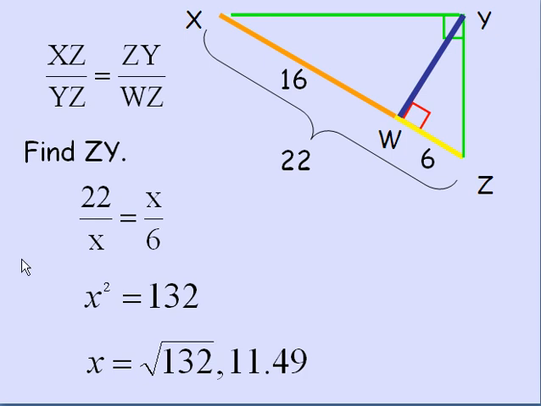Just one more example. Find ZY. ZY is the shorter leg of the big triangle. The proportion XZ over YZ is the same as ZY over WZ. Just as in setting up proportional parts, corresponding parts of similar triangles, we have 22 over x equal to x over 6, x being the distance ZY that we don't know. Then we crisscross multiply to get our geometric mean. X squared equals 132, and the square root of 132 is 11.49.